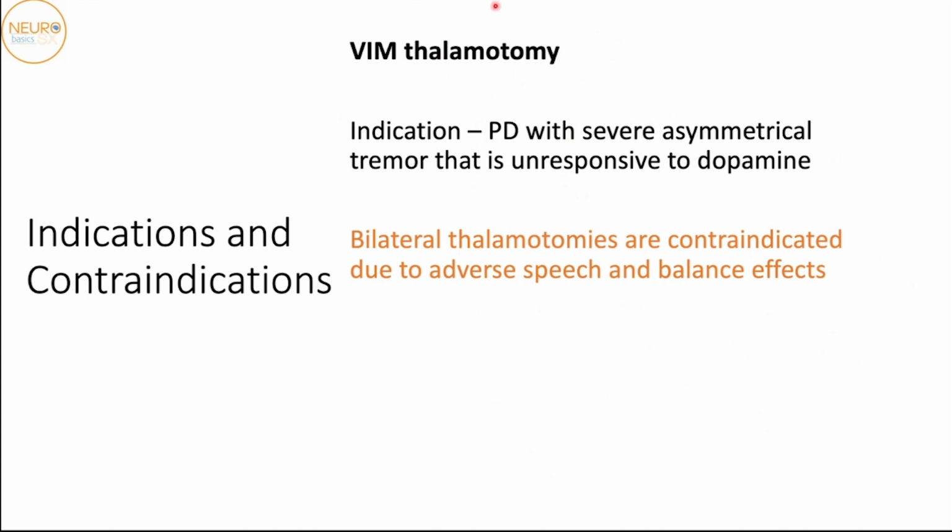The third nucleus that we can ablate is the Vim thalamus. As we saw, it is a very good target for tremor control, but it works only for tremor control. It will not work for any other symptoms. So it is usually only indicated for patients who have PD with severe asymmetrical tremor that is unresponsive to dopamine. We want to avoid bilateral thalamotomies because just like GPi, it can cause adverse speech and balance effects.